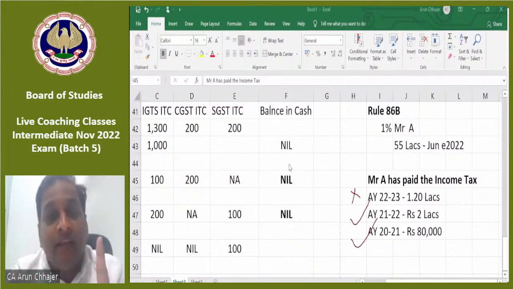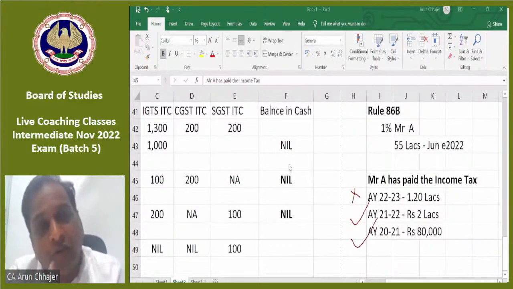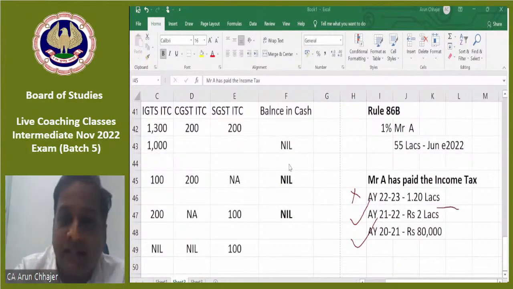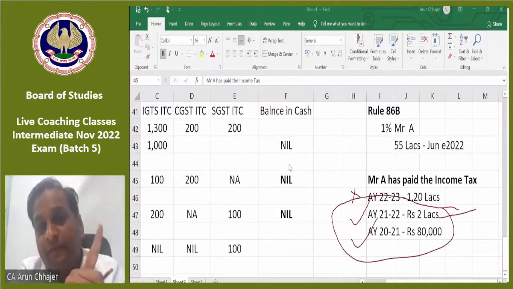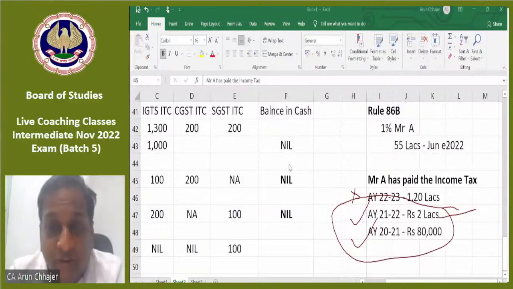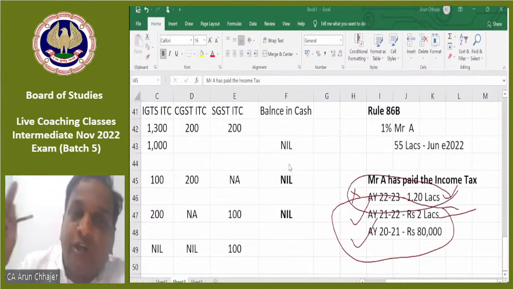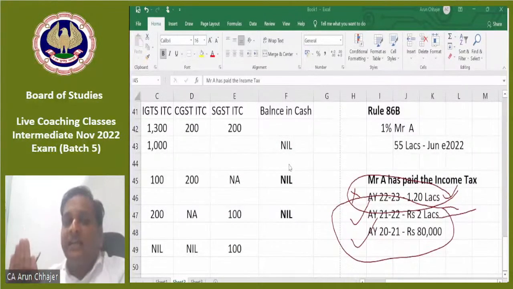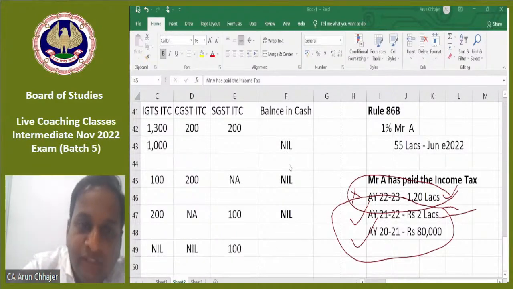Now tell me whether he has paid more than 1 lakh for which time limit is expired. Answer is no, he has paid only in this year more than 1 lakh. Repeating again, will you count in the 2 years? Answer is no, because the assessment year 22-23 still has due date. Go back to the provision.